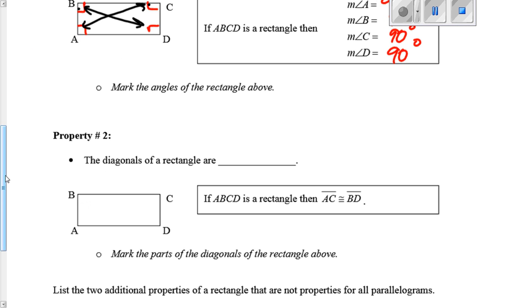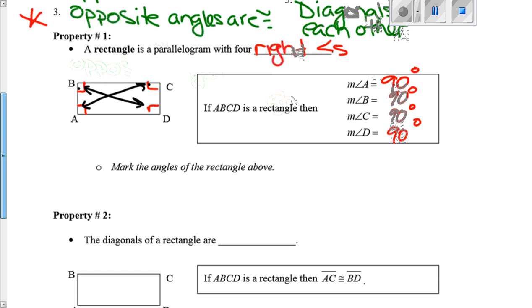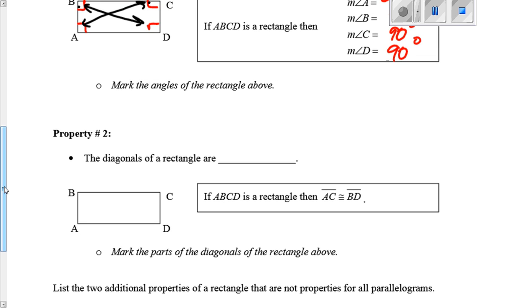The second thing, okay, we're talking about our diagonals. Well, we know that diagonals bisect each other, meaning it cuts them into 2 equal pieces, cuts one into 2 equal pieces. Okay, so the halves are equal, but specifically in a rectangle, the diagonals are congruent. Put the symbol, write the word as well.